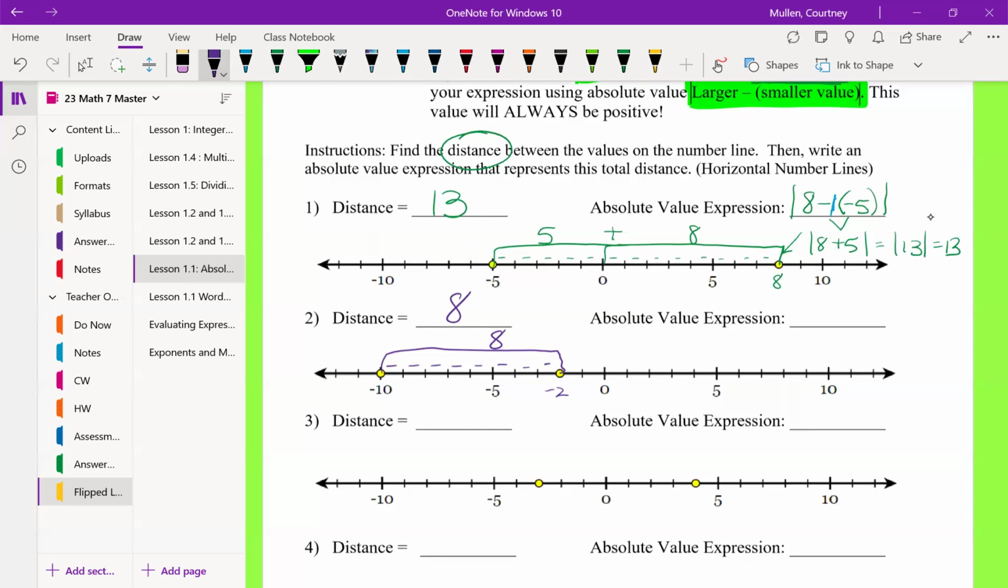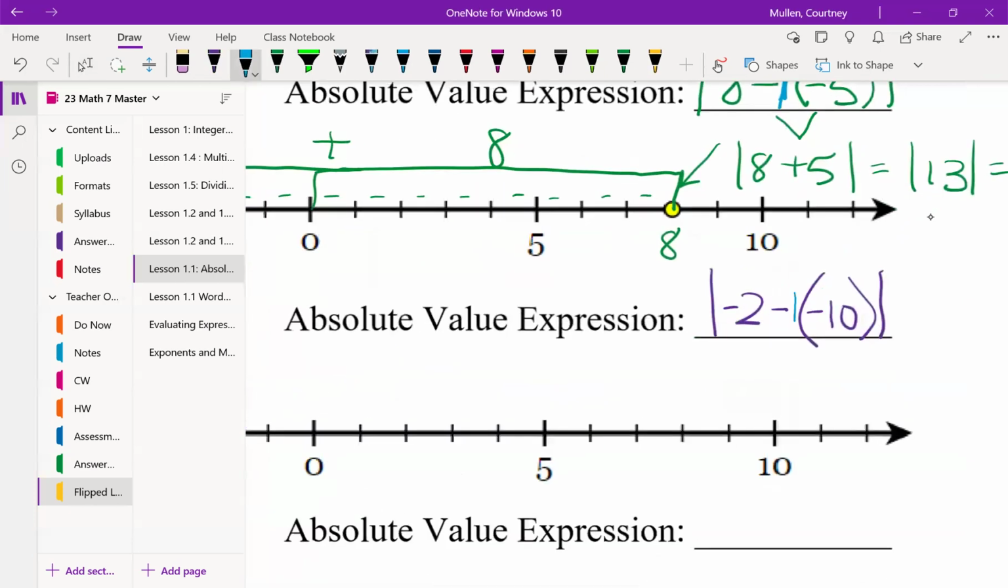Okay. So the absolute value expression, we know we need absolute value. We're talking about distance. What's the larger number here? Is it -10 or -2? Larger is -2 minus parentheses, the smaller value. Well, we have it again, or this is a -1. So -1 times -10 is +10. We'll bring down the -2.